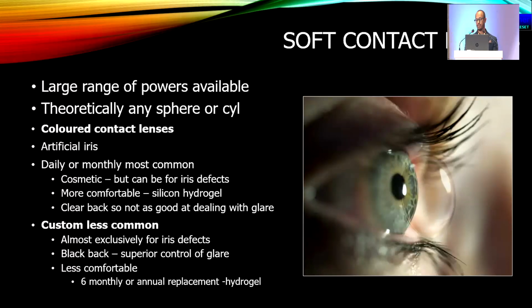The colored contact lenses have an artificial iris. You can have the standard ones, which are available for cosmetic purposes, but they work quite well for these patients as well. They're more comfortable because they're a lens that is replaced more frequently, either daily or monthly. But you can get a custom contact lens, which is almost exclusively for iris defects.